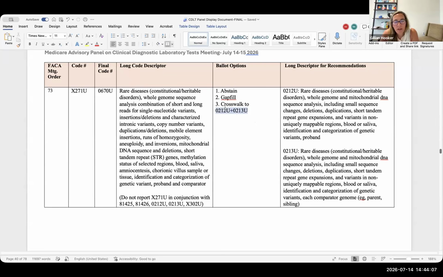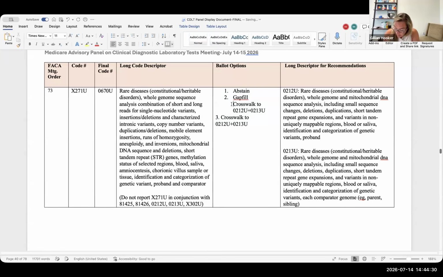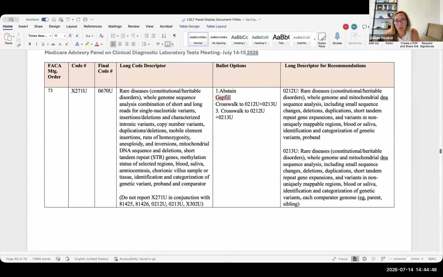Okay. And there's another code for short and long read, right, that we reviewed last year? Which code is that? That was X302U, basically for the short and long analysis for proband and two comparators. That was this year. Yes, we have a lot of codes. And the recommendation for 0212U times 2 is because you are sequencing the proband twice? Yes, exactly. Once by short read and once by long read.